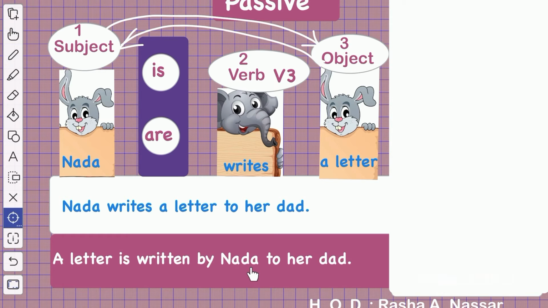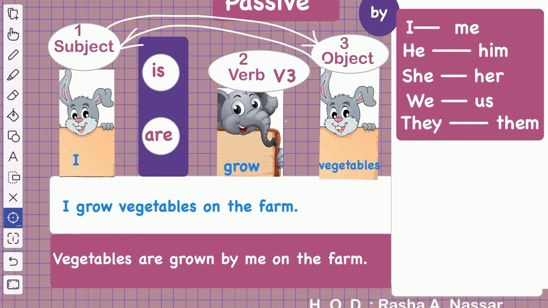Let's see another example. I grow vegetables on the farm. How can I change this sentence into passive? Step number one, I will change the place of the word number 3 and the word number 1. The word number 1 should be in the place of the word number 3, the object, and the object should be in the place of the subject.